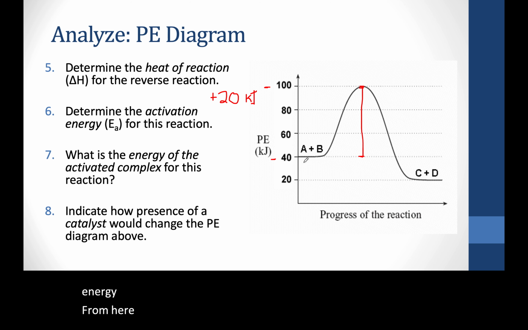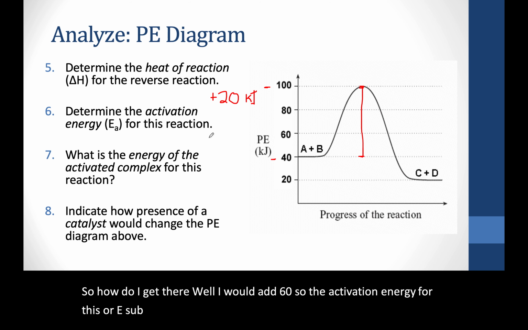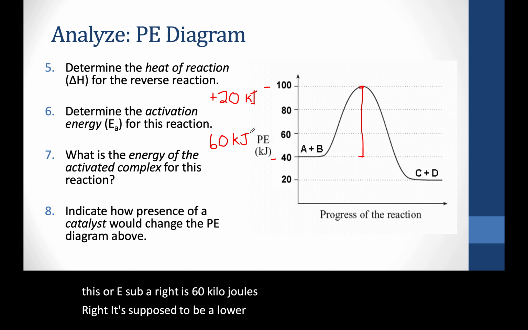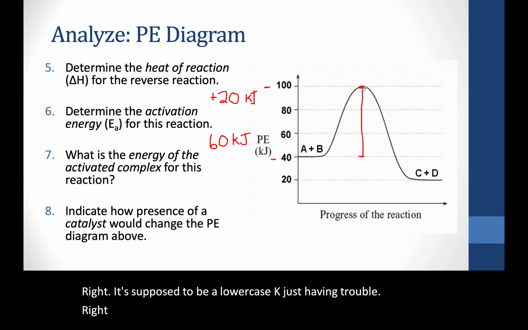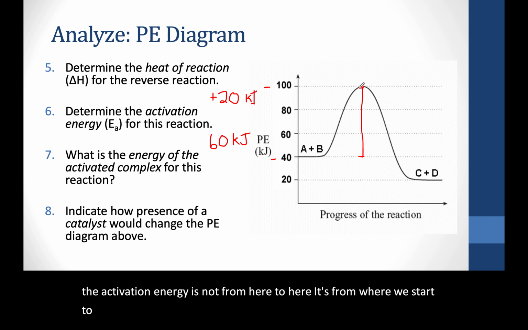So how do I get there? Well, I would add 60. So the activation energy for this, or E sub A, is 60 kilojoules. It's supposed to be a lowercase k. I'm just having trouble. Okay, so there's our activation energy. And remember, it's not 100. The activation energy is not from here to here, it's from where we start to the top of the hill.